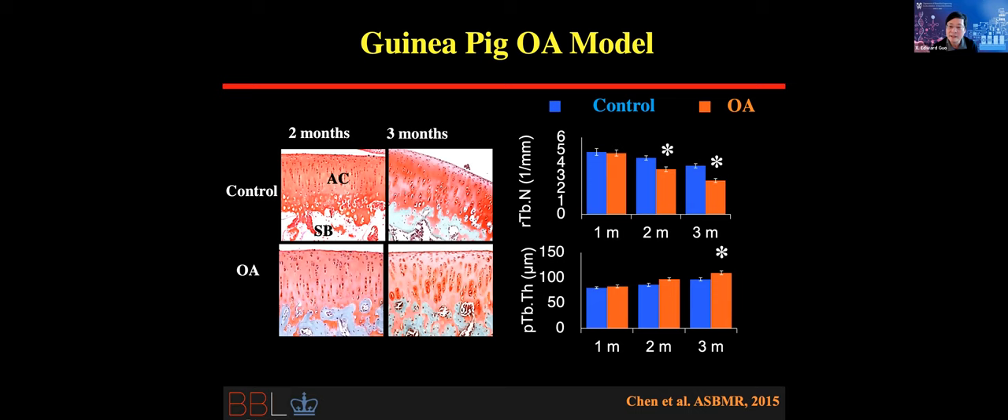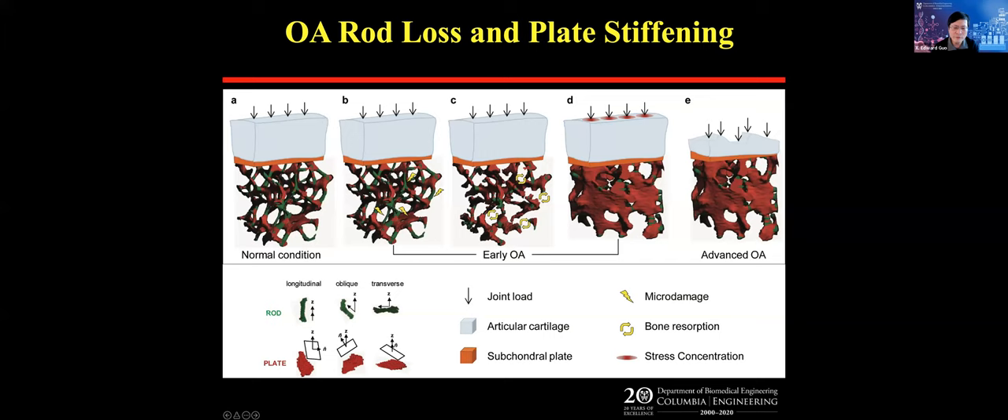But if you look using the ITS analysis, you can see in the second month and third month, we already identified a loss of rods in here. So therefore, we have a new hypothesis that OA could come from initial rod loss. You can see in subchondral bone, you have a very nice distribution of rods, most of them rods, some are plates, and somehow you lose the rods. When you lose them, they're gone. You cannot really make them happen again.